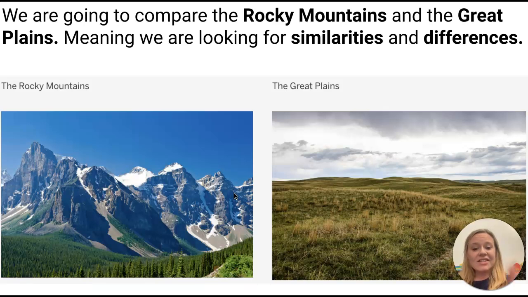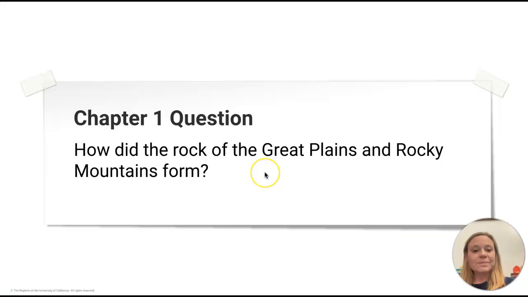So again, here's an image of the Rocky Mountains and an image of the Great Plains, and we can see some pretty huge differences just by looking at these observations. So we have huge mountains, we have some little rolling hills, we have lots of grass and grain in the Great Plains, and in the mountains we have some trees and then lots of rock here and some snow on the mountains.